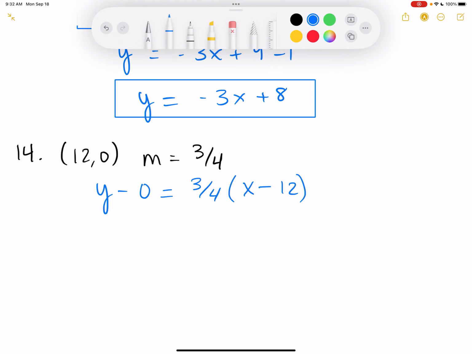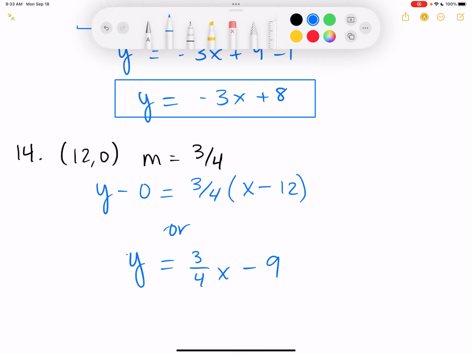So you can leave it here. You can get rid of the minus 0 and then leave it. Or since it was a 0 to begin with, if you just didn't write it, I wouldn't mark it wrong either. Or we can put it in slope-intercept. So y equals 3/4 x minus 9. So I could take that either way as well. Any questions on those?